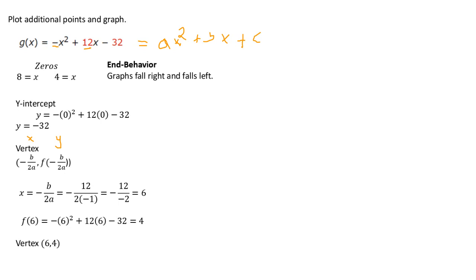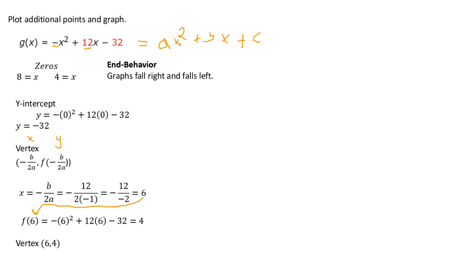So to get the y value, I'm going to plug it into my function. Everywhere I see x, I'm going to plug in 6. So we have 6 squared is going to be 36. Times a negative 1 is going to be a negative 36. 12 times 6 is 72. So negative 36 plus 72 minus 32 is going to give me 4. So the vertex of this function is going to be 6, 4.